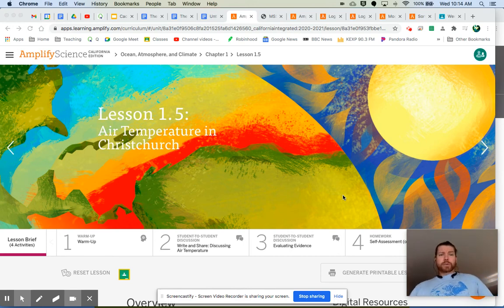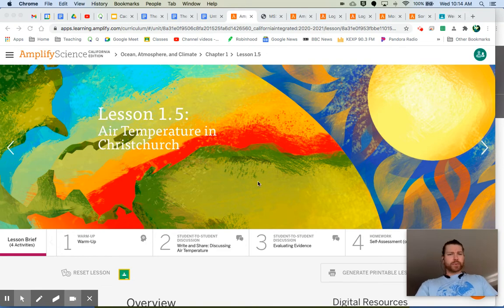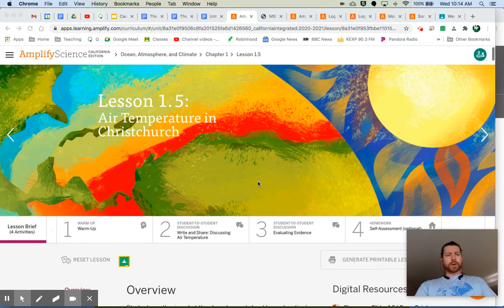Hey, welcome everybody to Ocean Atmosphere Climate Lesson 1.5. This is going to be pretty quick. We don't have a ton of stuff to go over here. But first, let's take a look at the warm-up.